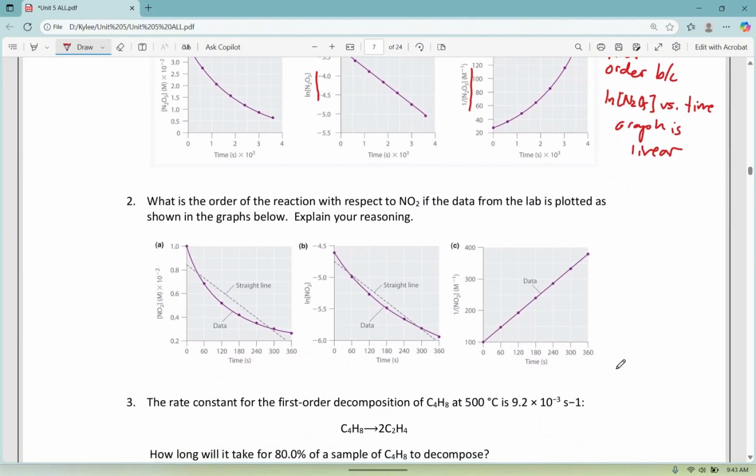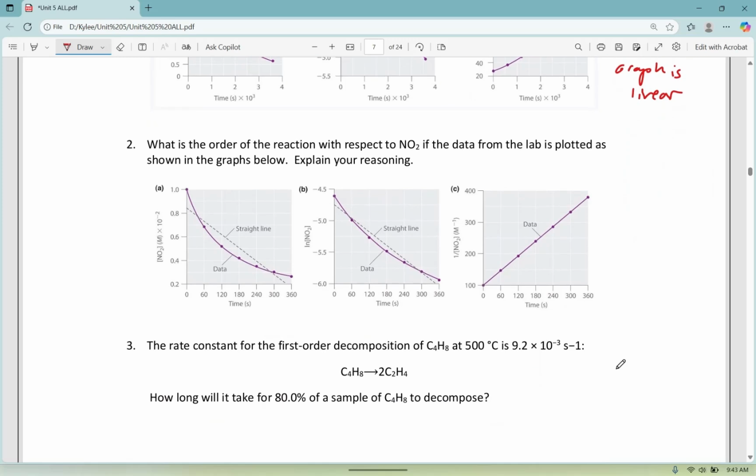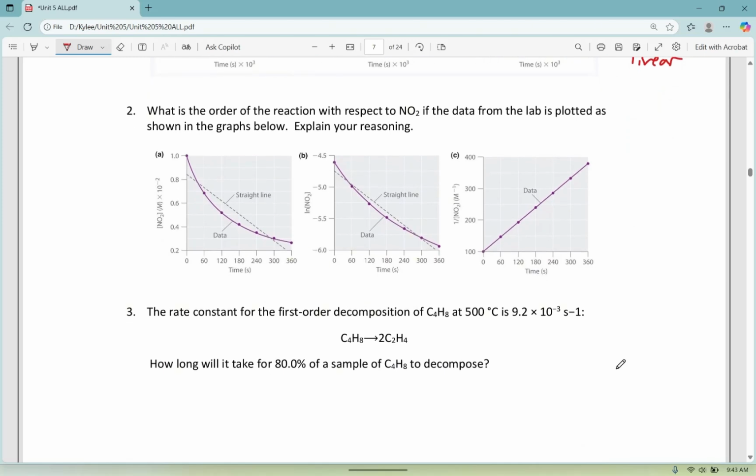Similarly, on number 2, we want to look for what is the linear plot. So they are listed in order. They won't always be listed in order, so be careful of that. But this one is concentration versus time, so that would be my 0 order graph. This is ln, so first order, and 1 over is second order. And so they have the dashed line to show you the straight line comparison.